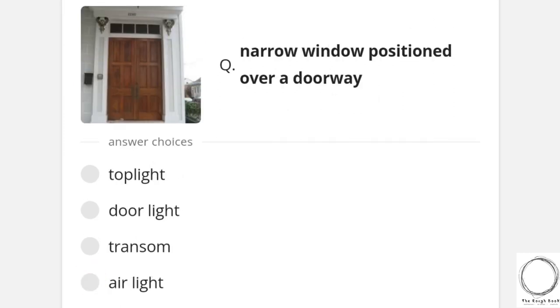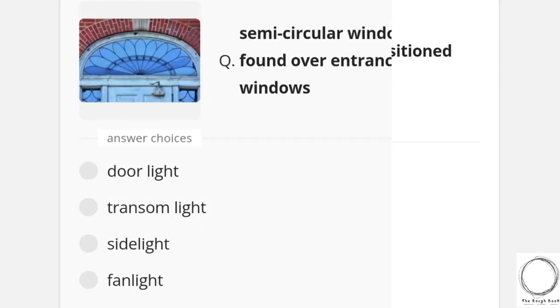Next, a narrow window positioned over a doorway, and the options are top light, door light, transom light, and air light, and the right answer is transom light, as you can see at the top of the door. Next, semicircular window found over entrance doors or windows, and the options are door light, transom light, side light, fan light. Very similar questions, and here it is called fan light, as you can see in the above, fan like element.